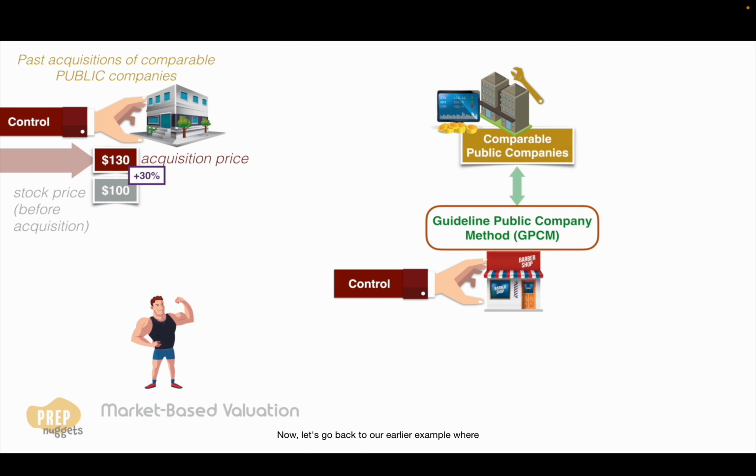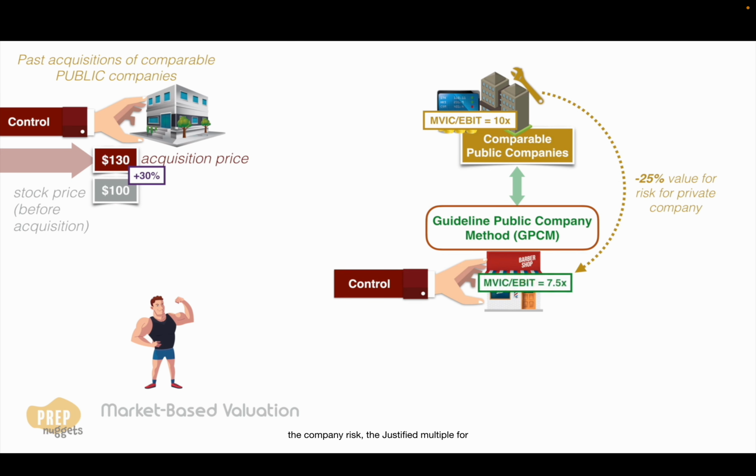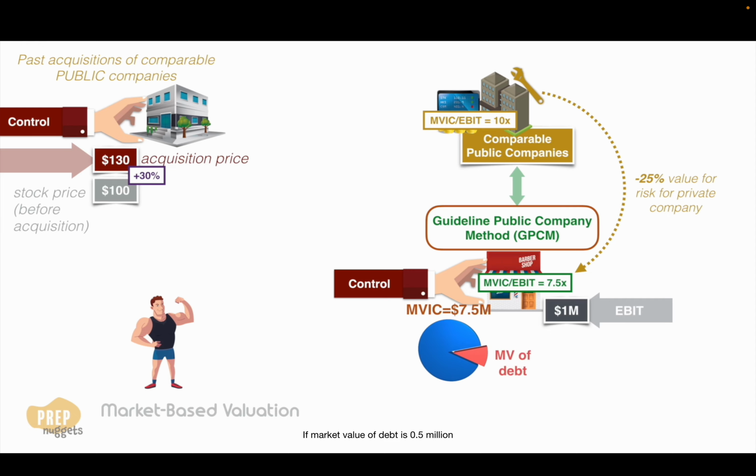Now let's go back to our earlier example where the multiple for comparable public company is 10 times, and after a 25% adjustment for the company risk, the justified multiple for the private company is 7.5 times. And if EBIT was $1 million, MVIC would be $7.5 million. If market value of debt is $0.5 million, market value of equity should be $7 million. This is before any control premium is considered.